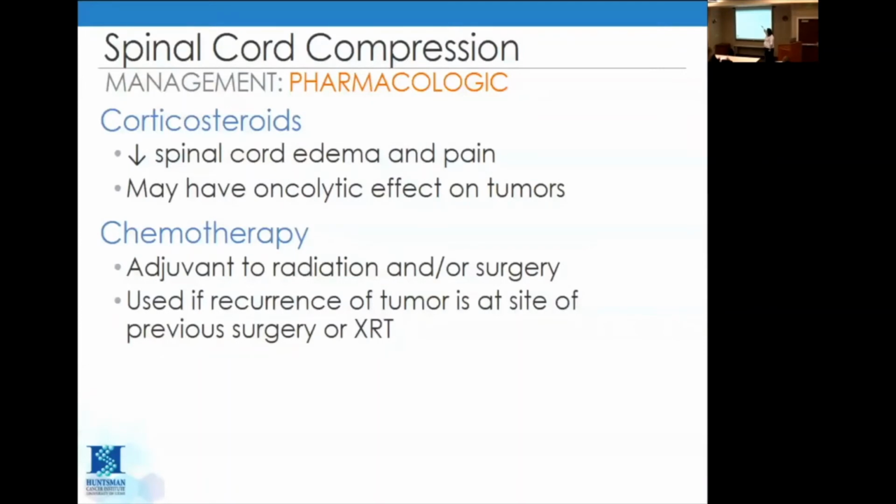Pharmacological, we talked about steroids. They're key. If I have a patient with spinal cord compression, they will be on steroids because of that negative feedback loop. I'm going to do everything I can with that tumor, but I have to decrease that inflammation that's being put out by the damaged tissue. So they will be on steroids. And then, of course, at the same time, you have to treat the underlying cause.